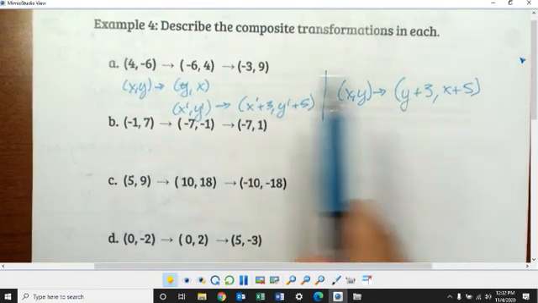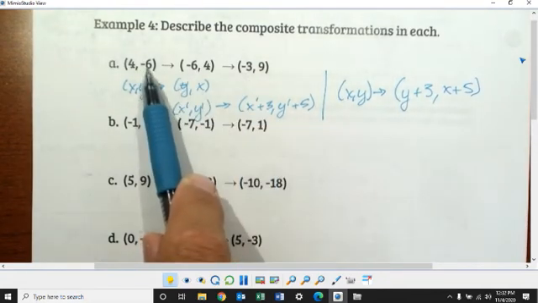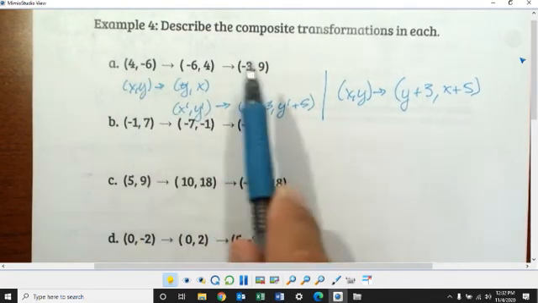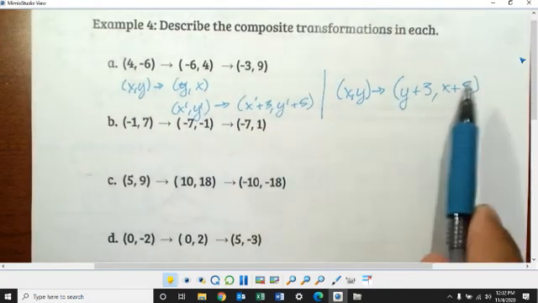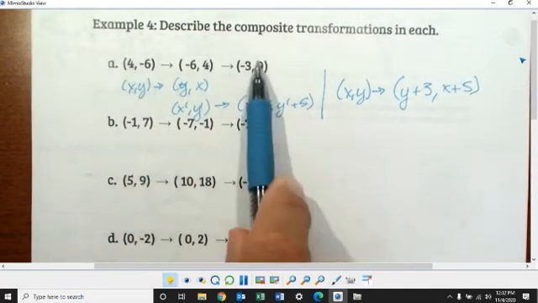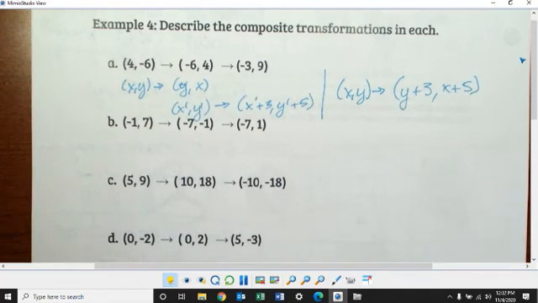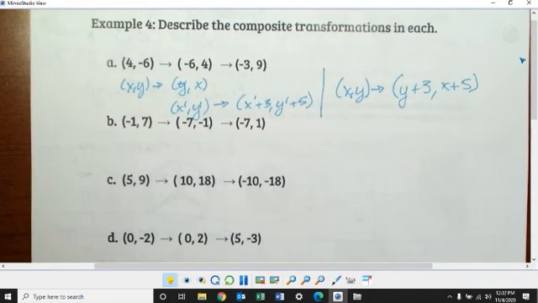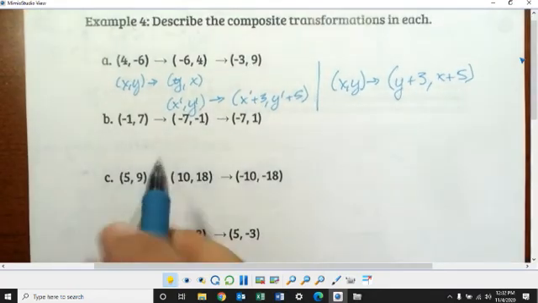I can check it. This one should be y plus 3. My original y is negative 6. Negative 6 plus 3 is negative 3. That's what I got here. This is x plus 5. 4 plus 5 is 9. So boom, there it goes. So that's my final rule. Okay? Try each of them on your own, see what you get.